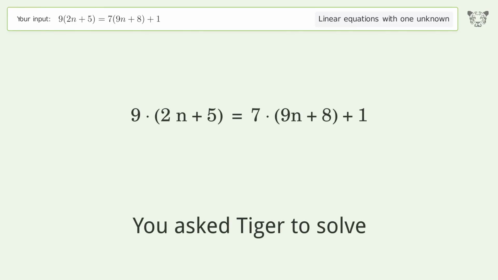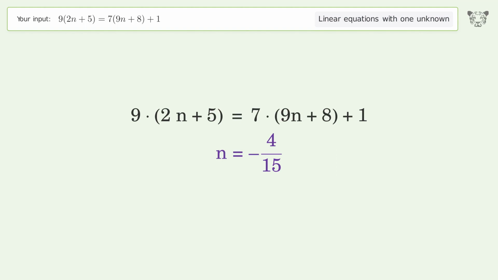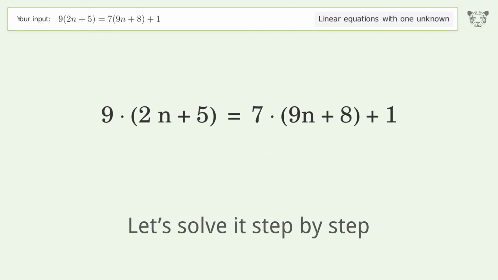You ask Tiger to solve. This deals with linear equations with one unknown. The final result is n equals -4/15. Let's solve it step by step.